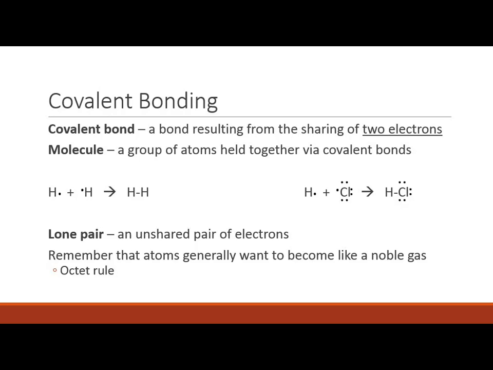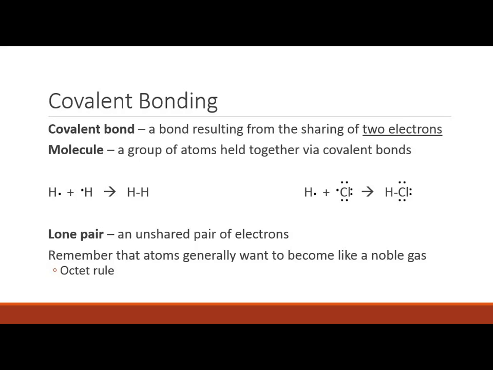Now, before we actually start drawing them, let's just review a couple of things. Remember that a covalent bond is a shared pair of electrons. It's important to note that this is a sharing of 2 electrons. So every time I talk about a single bond, that means 2 electrons are involved. When we start to bond multiple atoms together, we now have a molecule, held together by covalent bonds.